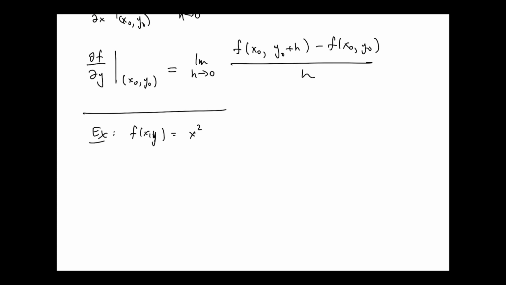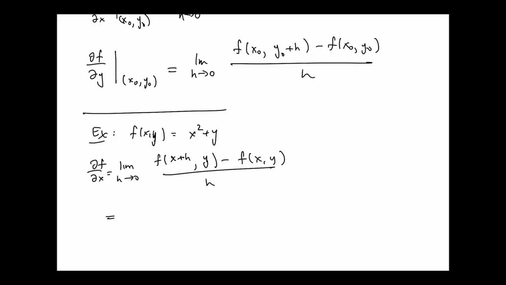I just picked x squared plus y. Accordingly, del f del x would be the limit as h goes to 0 of f of x plus h comma y minus f of x comma y, all over h. This looks just like when we did Calc 1 and defined the derivative, setting up difference quotients like that. Same thing, it's just multivariable this time.